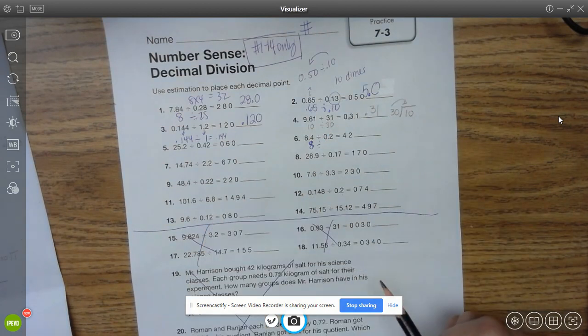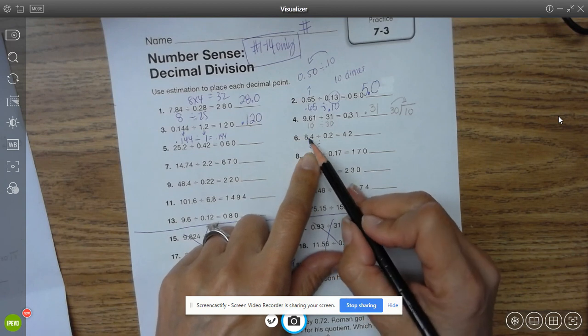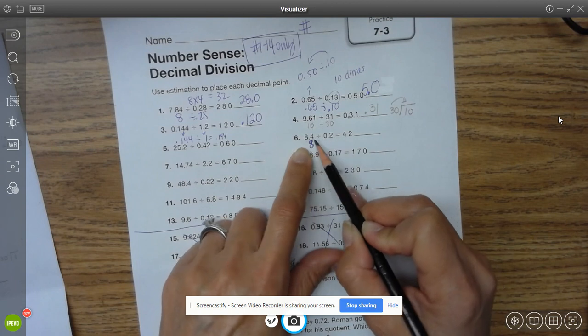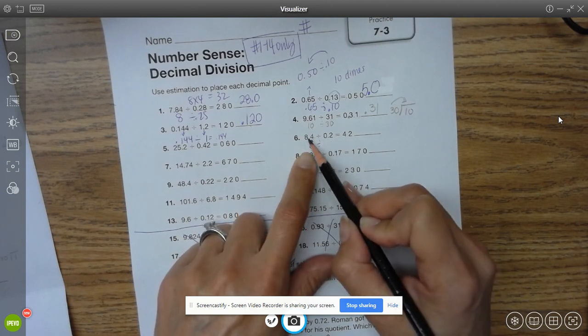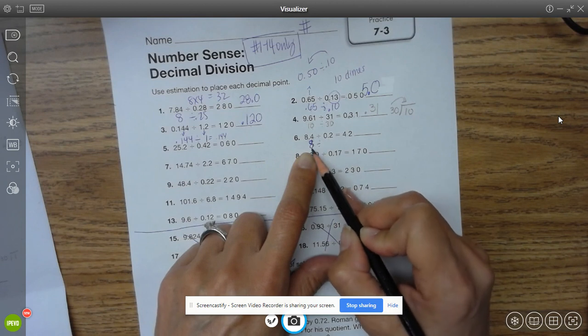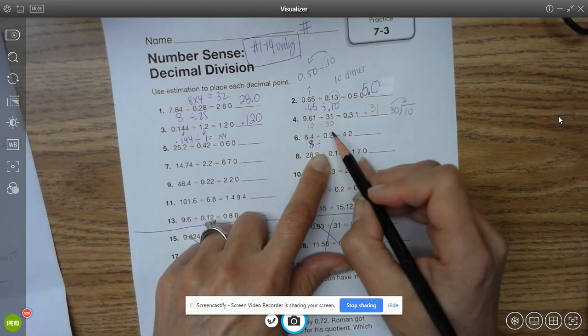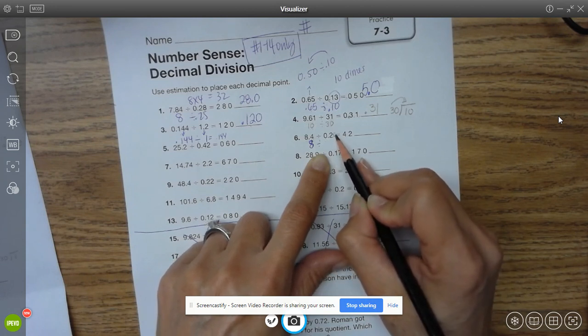Okay, number 6. 8 and 4/10 divided by 2/10. I think we started this in class. I didn't finish it apparently. So 8 and 4/10, I would round to 8. 2/10, if I were to think about this in terms of money, right? Same thing as 20 cents. What does that look like?